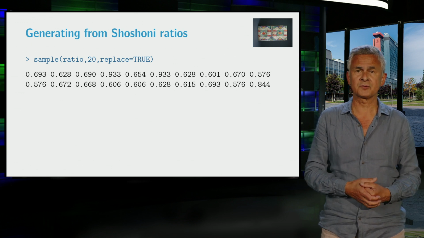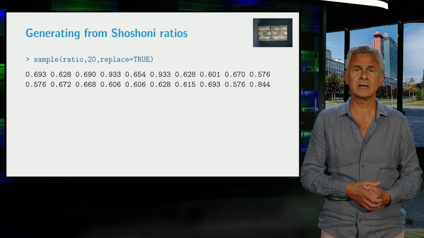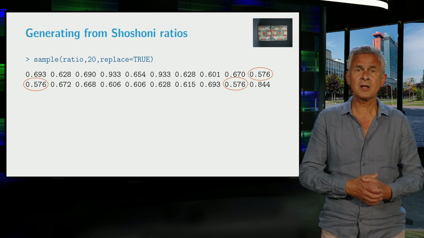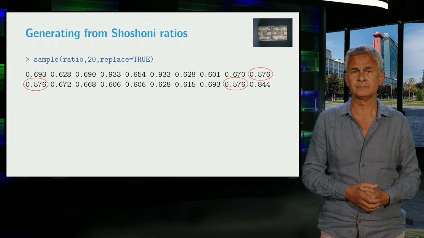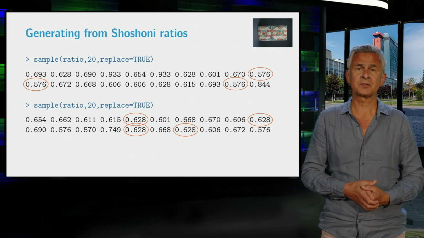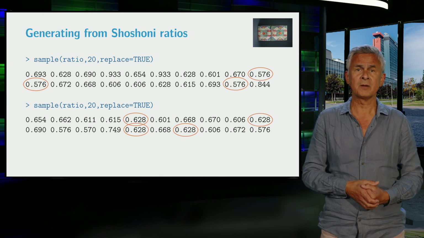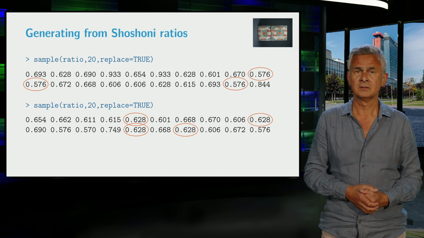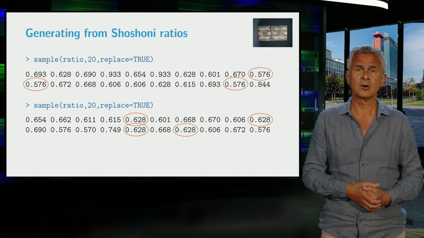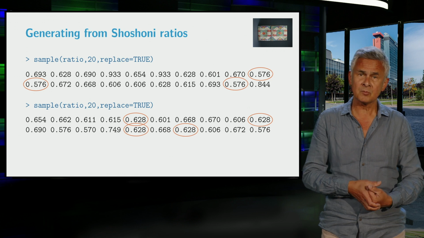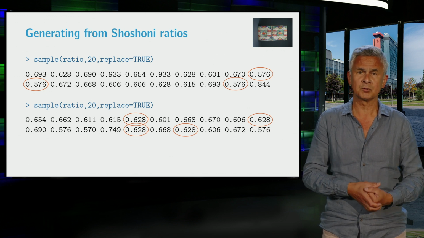It consists of some of the ratios from the Shoshone rectangles, and it may be possible that some Shoshone ratios appear multiple times. Here is another new data set of size 20 drawn from the empirical distribution function. A different data set of values, but again consisting of Shoshone ratios with some ratios appearing multiple times.